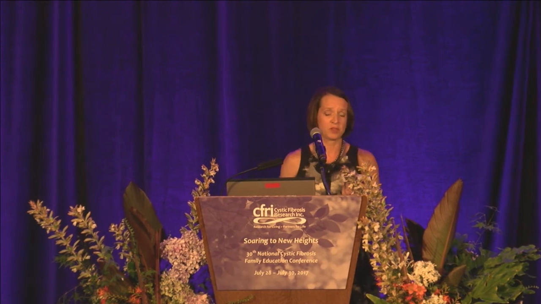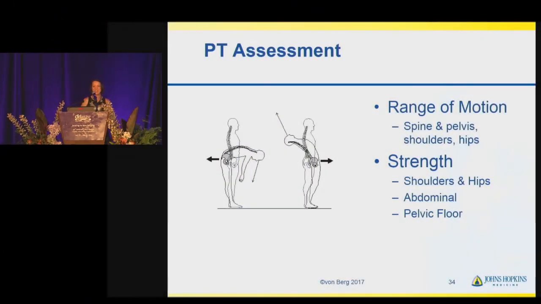We look at strength: shoulder and hip strength, abdominal strength, pelvic floor strength. By pelvic floor strength, I'm asking the question: do you leak? If they leak, I know that their muscles aren't working the right way.